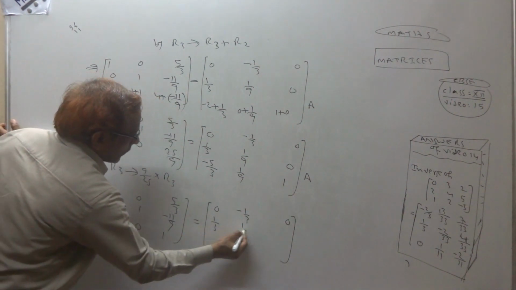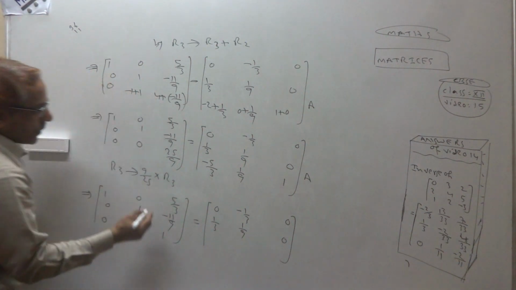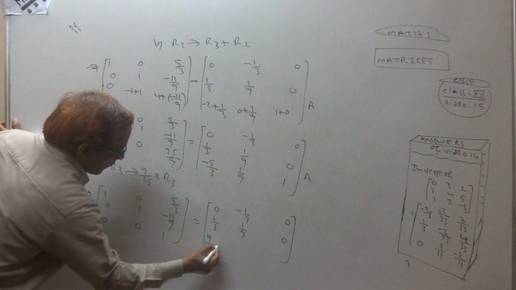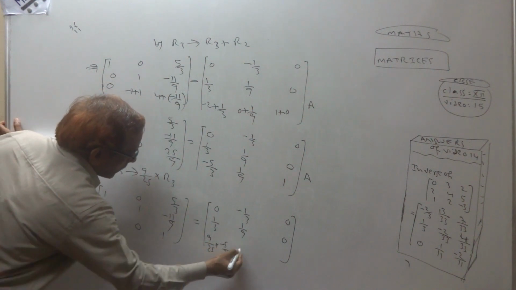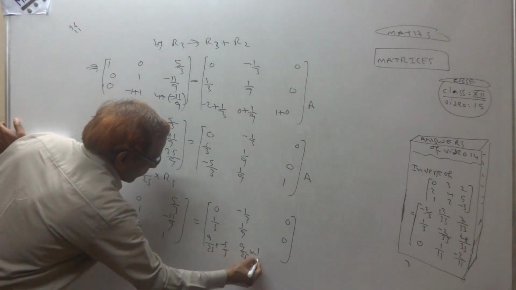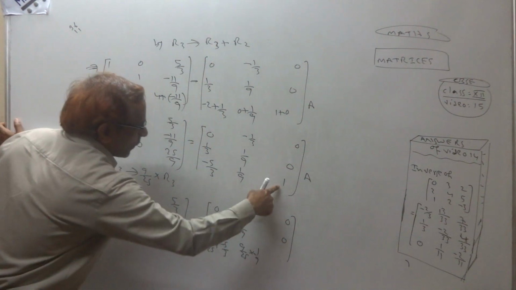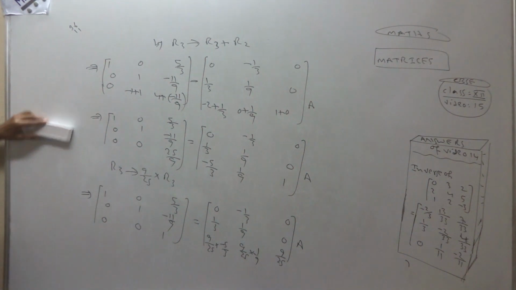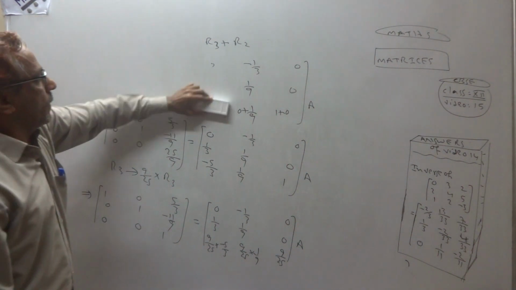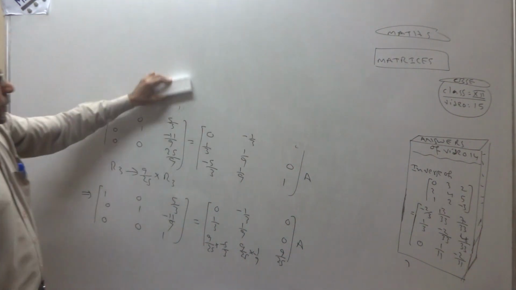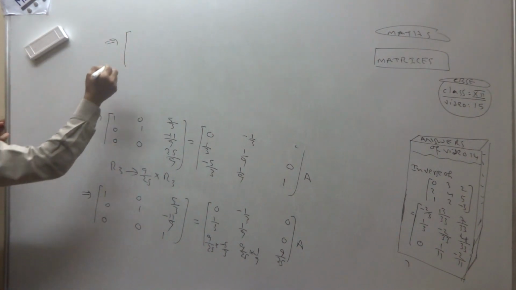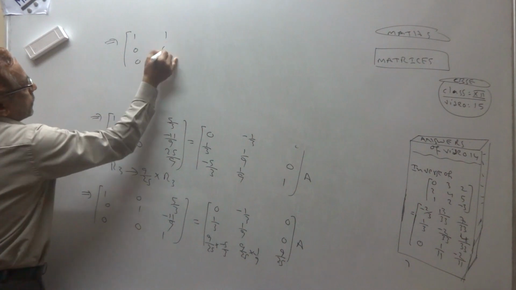1 by 3, 1 by 9, 0. So 9 by 25 into R3. 9 by 25 into 5 by 3. 9 by 25 into 1 by 9. 9 by 25 into 1, 9 by 25. Yes. Then, so it's a long answer type. This you know already.